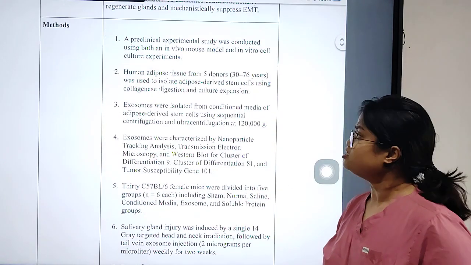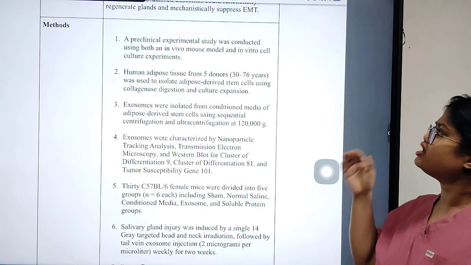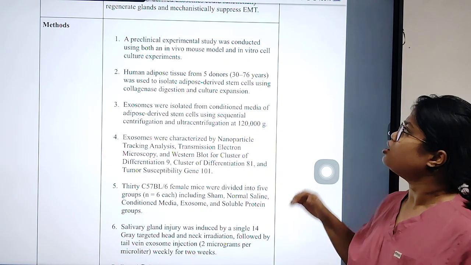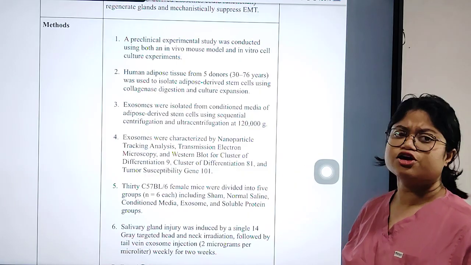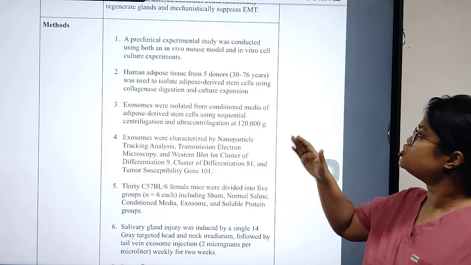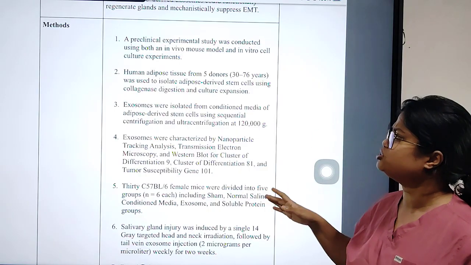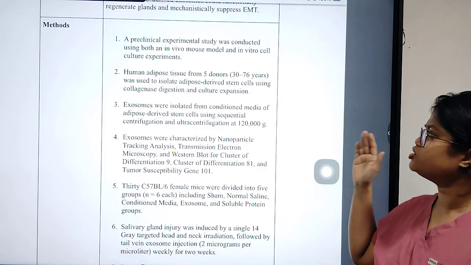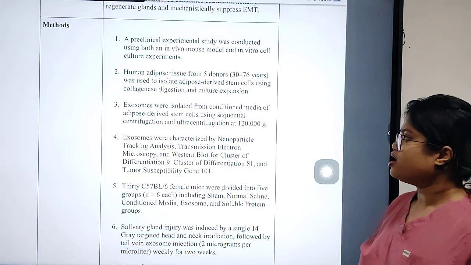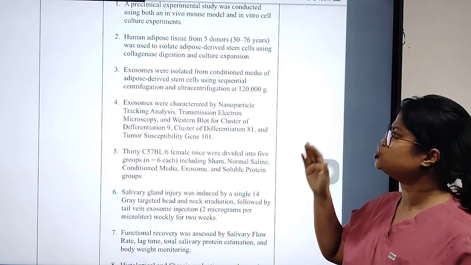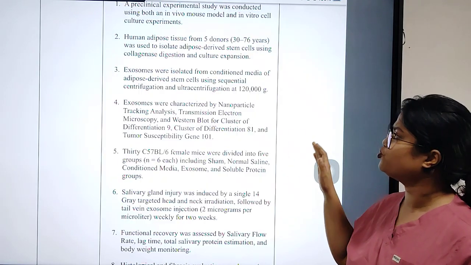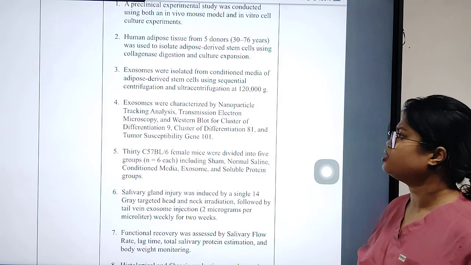So what were the methods? This was a preclinical experimental study, conducted with both in vivo and in vitro cell culture experiments. Human adipose tissue from 5 donors, ranging in age from 30 to 76 years, was used to isolate adipose-derived stem cells using collagenase digestion and culture expansion. Exosomes were isolated from conditioned media of adipose-derived stem cells using sequential centrifugation and ultracentrifugation.